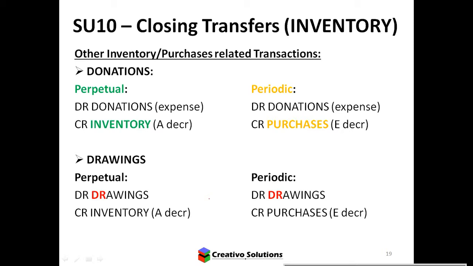Right, periodic, you have the opposite. So you have purchases instead of inventory. Everything else stays the same. Drawings or donations are either assets or liabilities, income, expenses, capital, drawings, and we're looking at the effects. What's actually happening for those particular products.